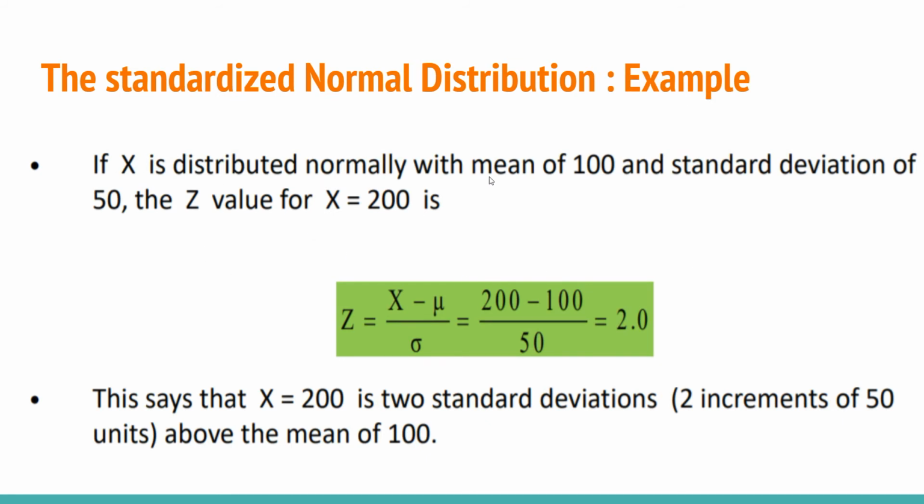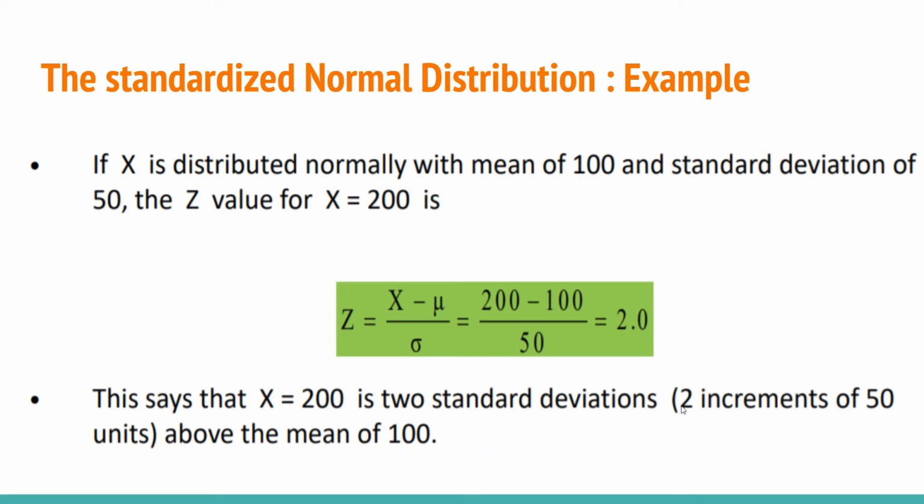If x is distributed normally with a mean of 100 and a standard deviation of 50, then calculate the value of z. We can calculate the value of z in this way: (200 minus 100) upon 50, which is 2.0. This says that when x is 200 and the mean is 100, 200 is 2 standard deviations, that is 2 increments of 50 units above the mean 100.